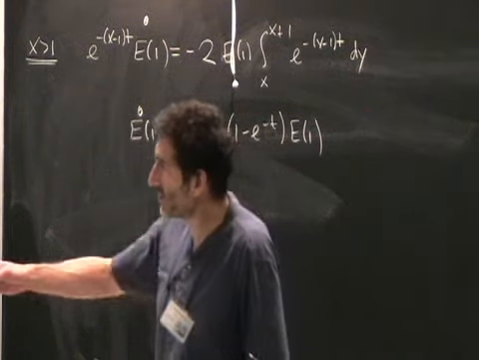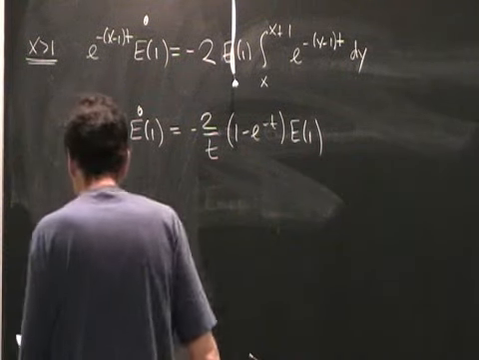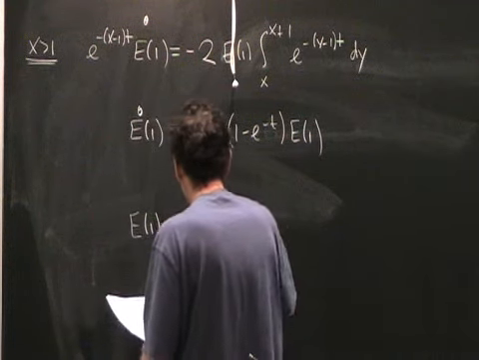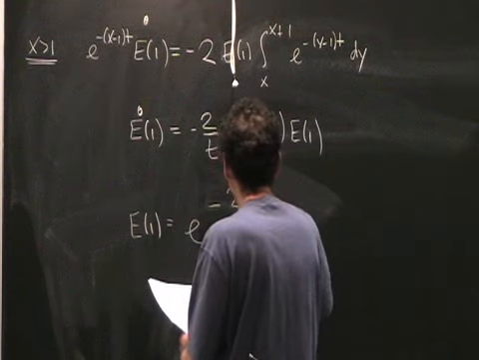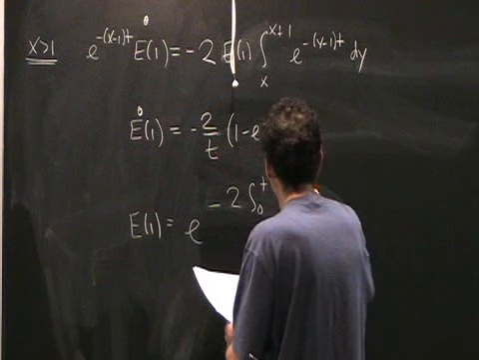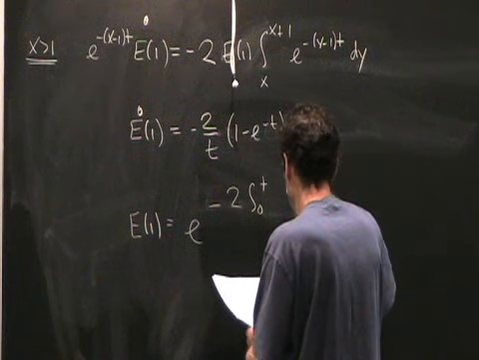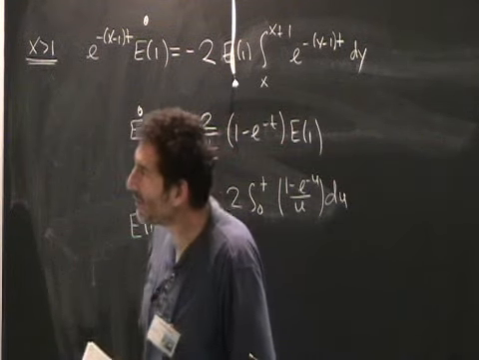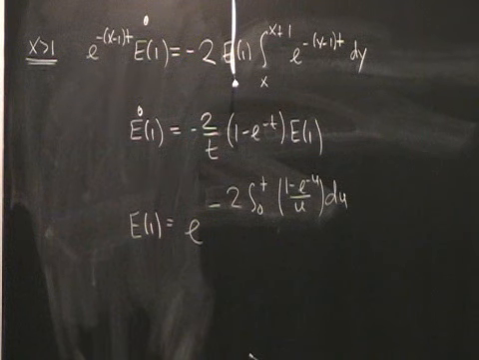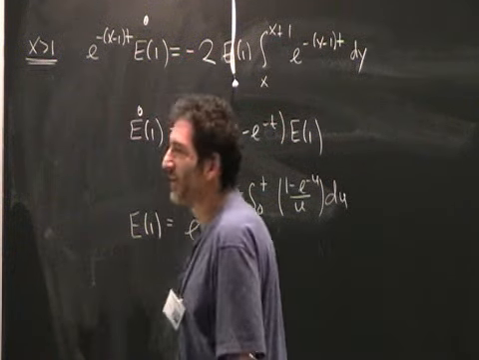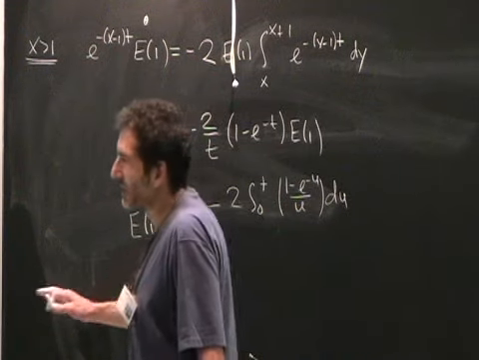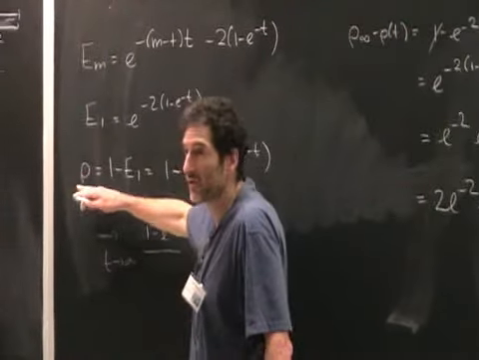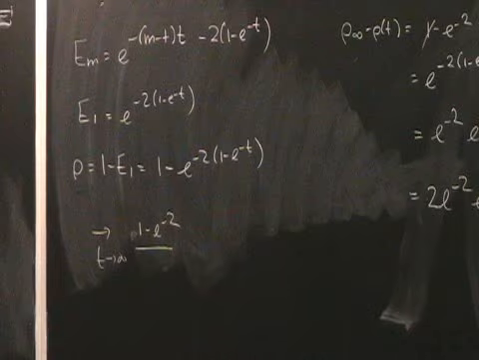So it's very similar in structure to what we had over there. And so the solution then for E1 is E1 is equal to e to the minus 2, the integral from 0 to t, (1 minus e to the minus u) over u, du. So we're almost done, because what I found here is like the analog of phi, but what we really want are the coverage probabilities, and ultimately we want the coverage of the system itself. So how do we get the coverage of the system itself?